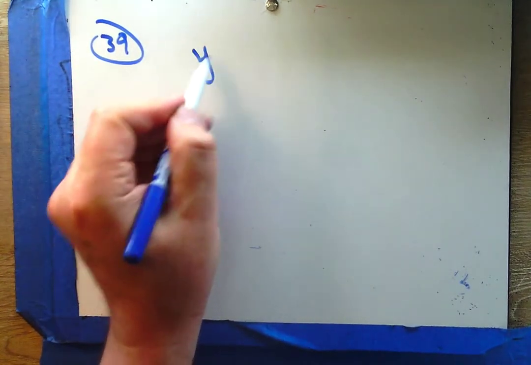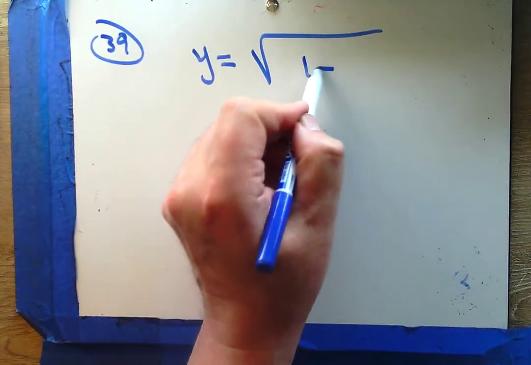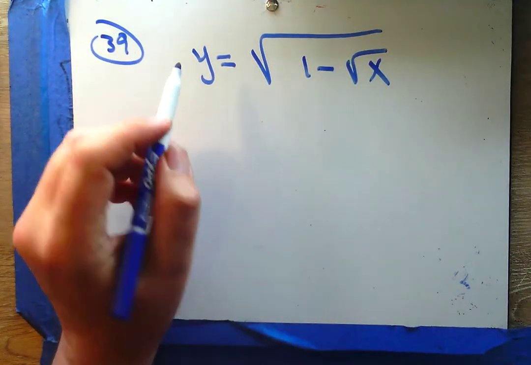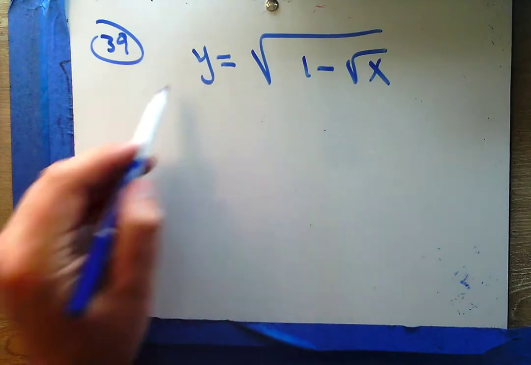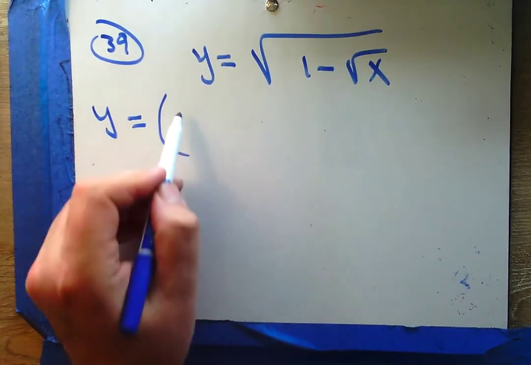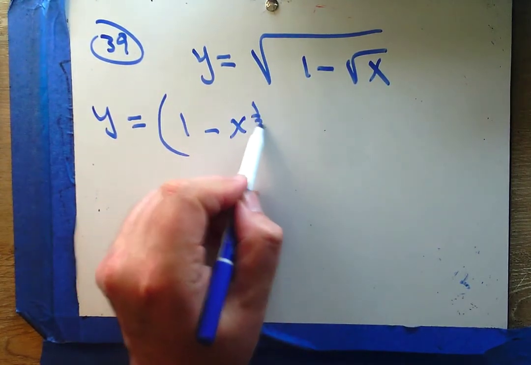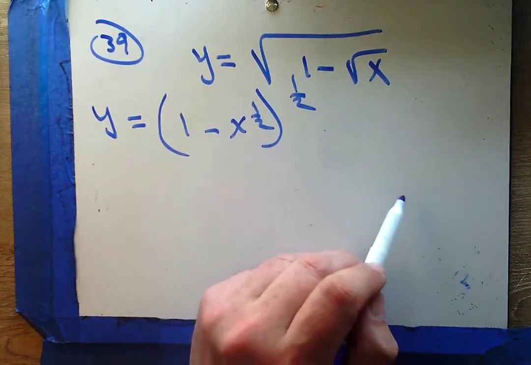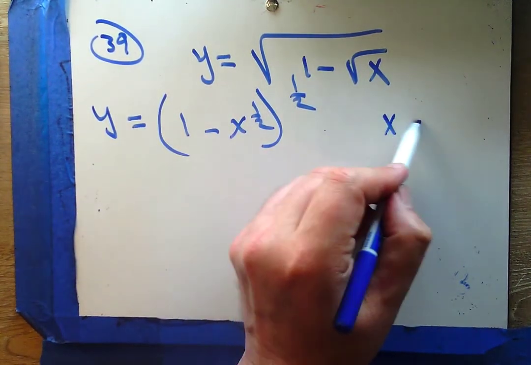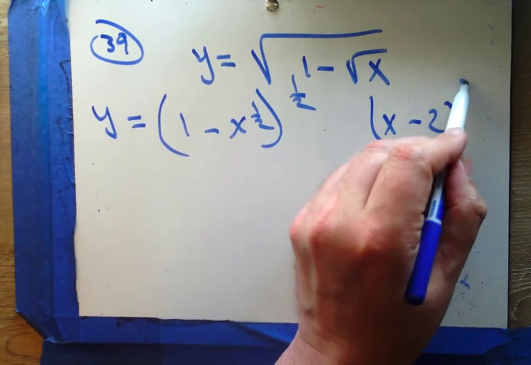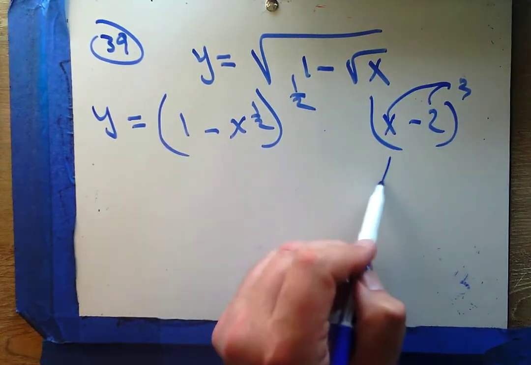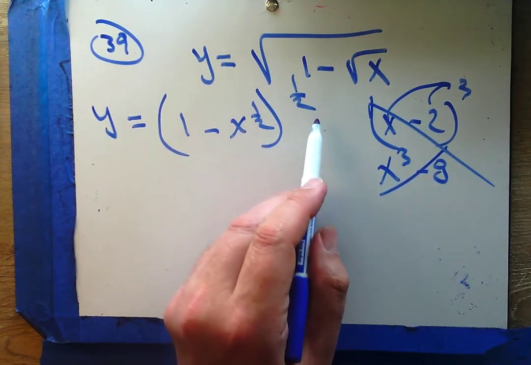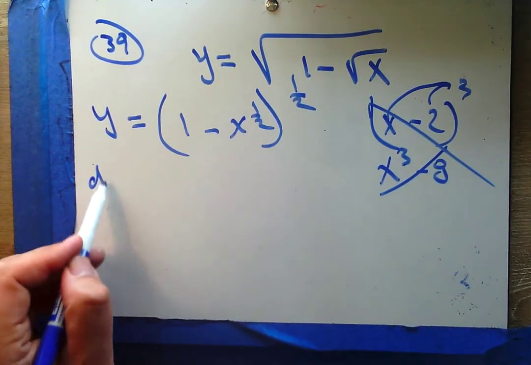39 says y equals, what the heck, minus the square root of that. So, yeah, you gotta rewrite this. (1 minus x to the 1/2) to the 1/2. Please don't apply that. Come on. (x minus 2) to the 3rd is not x to the 3rd minus 8. So just leave that there. And now take the derivative.